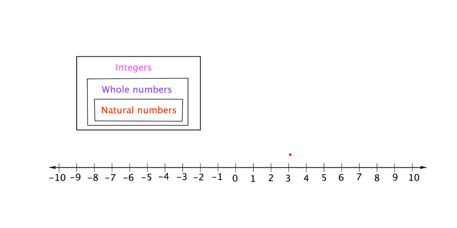So if we go back to our number 3, it's got 3 different names, right? It is a natural number. But because it's a natural number, it's also a whole number. And because it's a whole number, it's also an integer. Negative 6, for example, though, is just an integer.